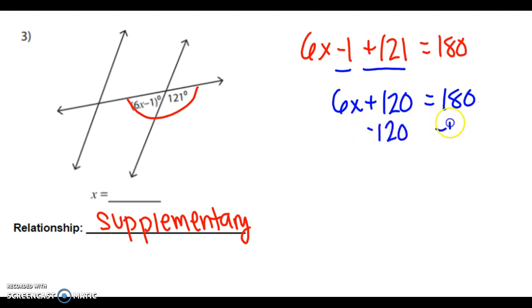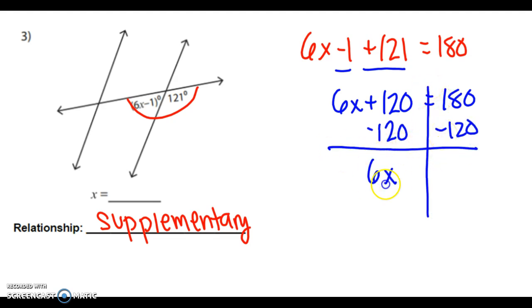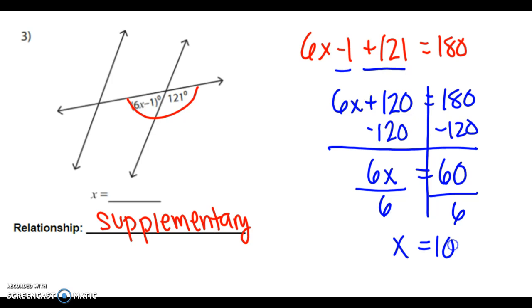I'll be looking for that. And then you can go through and solve the equation. We first got to get the x term by itself, so we get 6x equals 60. Divide both sides by 6. You should have gotten that x equals 10 degrees.